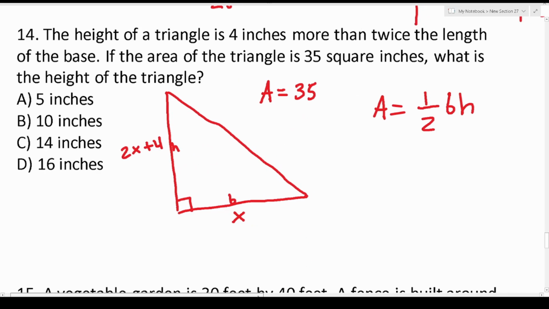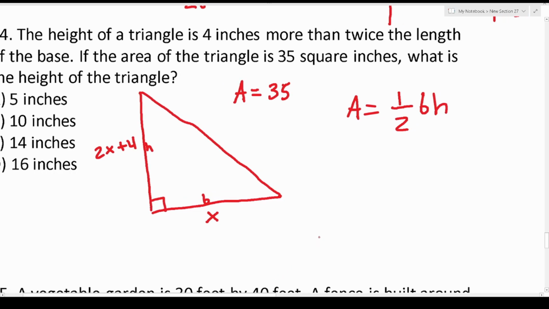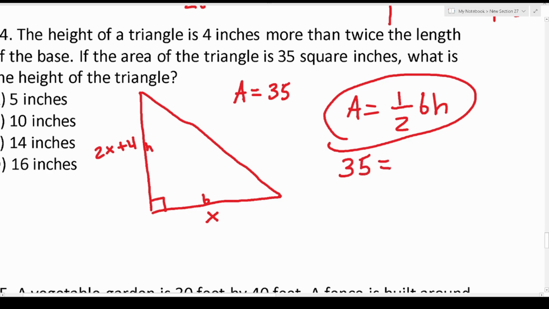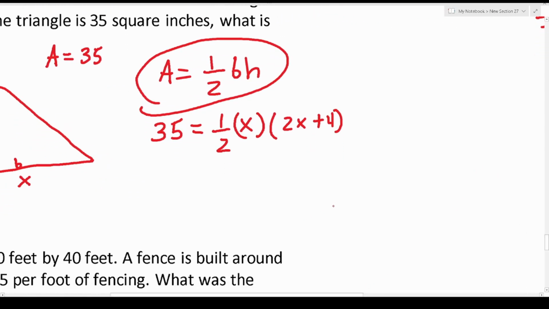So let's see how we're going to do this. Again, we're going to plug things into the area formula to figure out what the height is. And again, we know area is 35, so this is going to become 35 equals 1/2. The base I called x, so this is x. And the height I called 2x plus 4. So let's work this out.